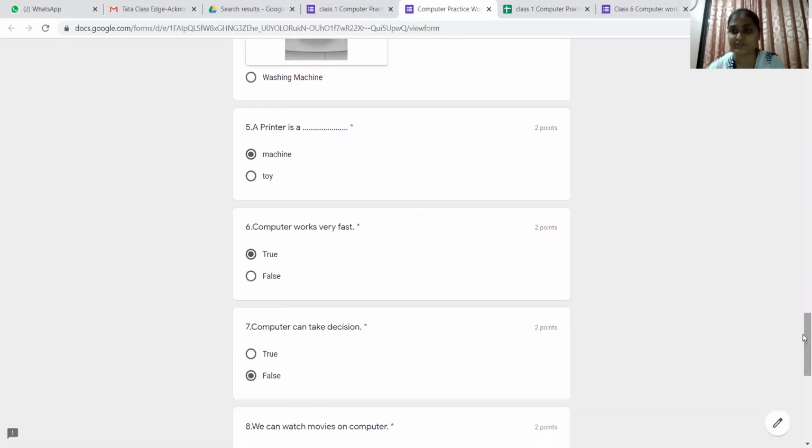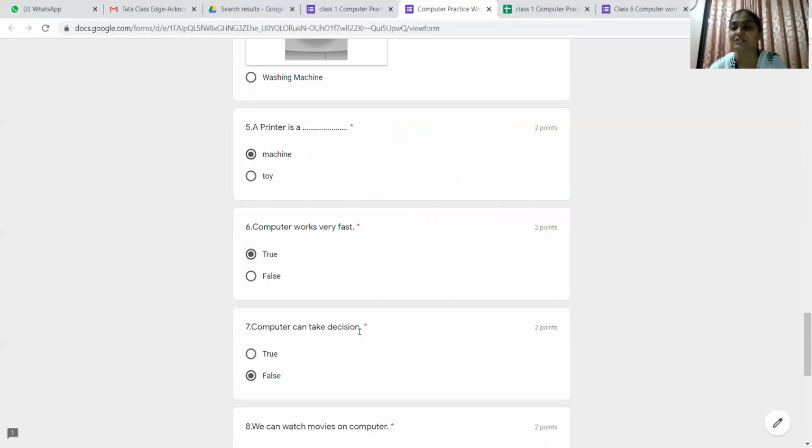Next, there are some questions like filling the blanks, true or false. So a printer is a machine. If question comes like a scanner is a machine, a computer is a machine, a washing machine is a machine, right? So all these are machines. Computer works very fast. So you have to write whether it is true or false. So yes, computer works very fast. So we have selected true.